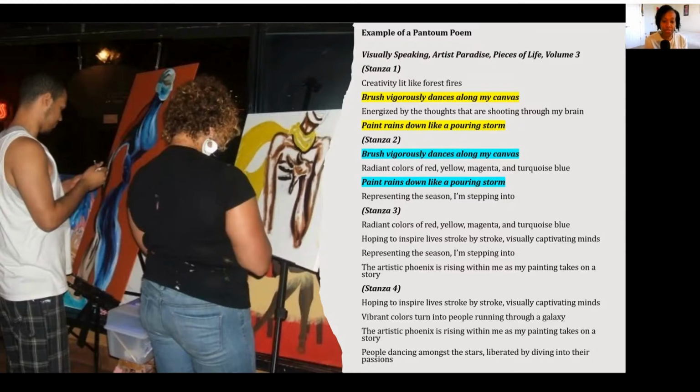And this poem is actually dedicated to the visual arts. That's why you have visual artists up here. And one is actually my friend, Ricky Johnson Atkins. She's to the right. She's painting, and she actually painted the cover of my poetry book, Artist Paradise, and also The Awakening. Those are her paintings. So that is a Pantoum poem.